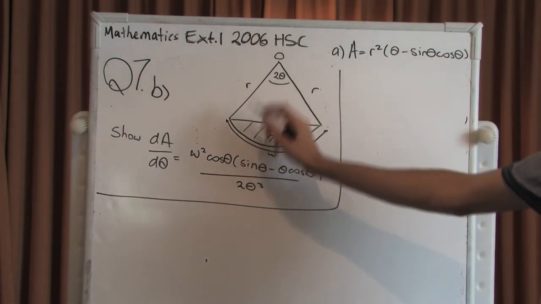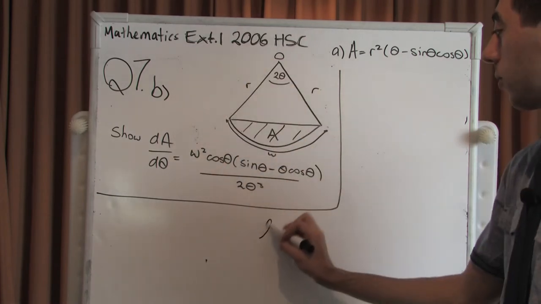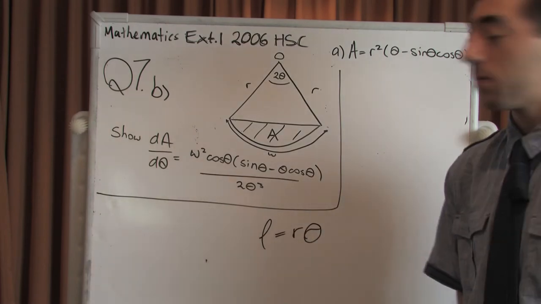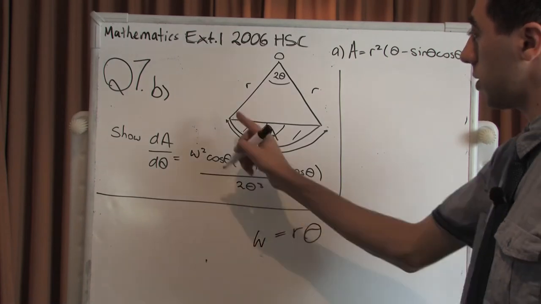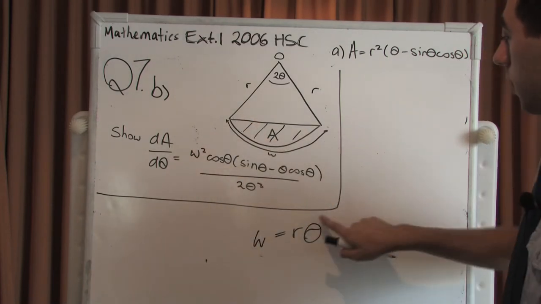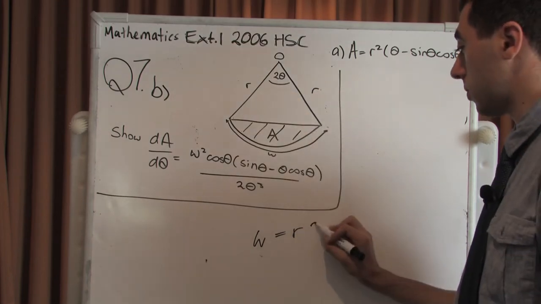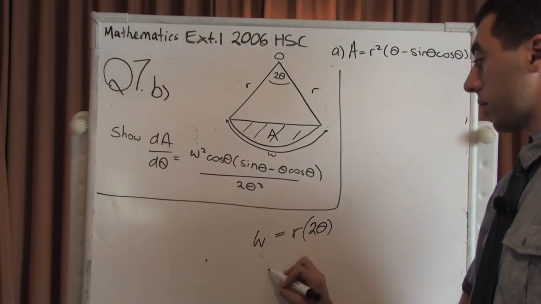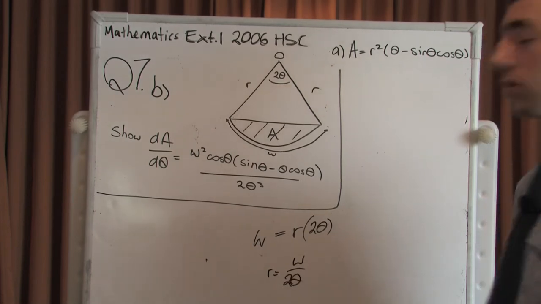As we have a sector of a circle, the arc formula can come in handy, which is L equals r theta. We replace our L with w, since now w is the length of the arc, and theta changes to 2 theta, as that's the angle subtended at the circle center. Dividing everything by 2 theta, we get that r is equal to w over 2 theta.